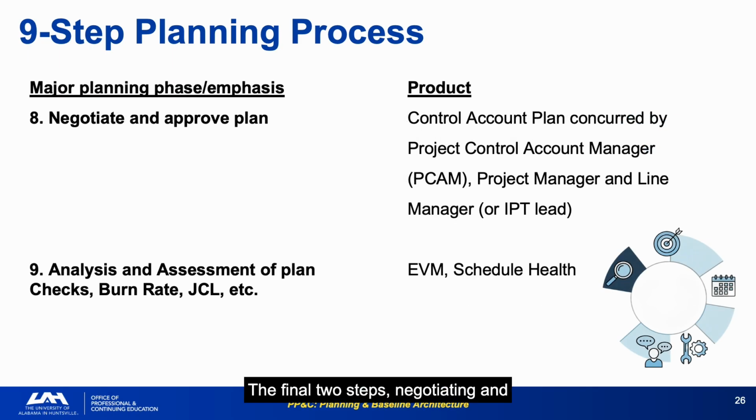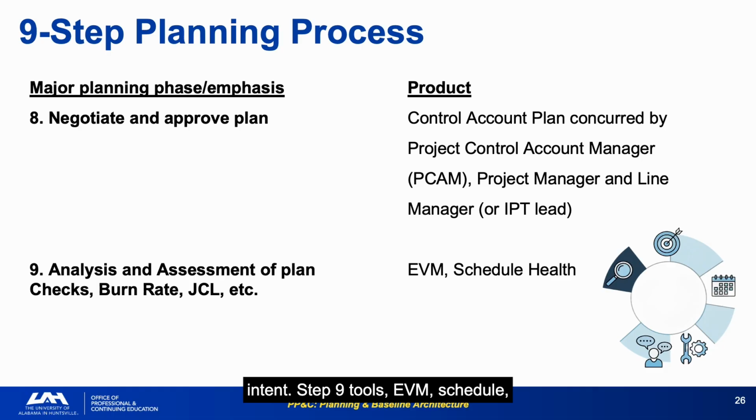The final two steps, negotiating and approving the plan, then analyzing and assessing its quality, are where the plan earns its legitimacy and where PP&C adds the most value. Doing the 9 steps doesn't guarantee a good plan, but not doing them ensures a bad one. Step 9 is what separates analysts who verify credibility from those who just document intent.